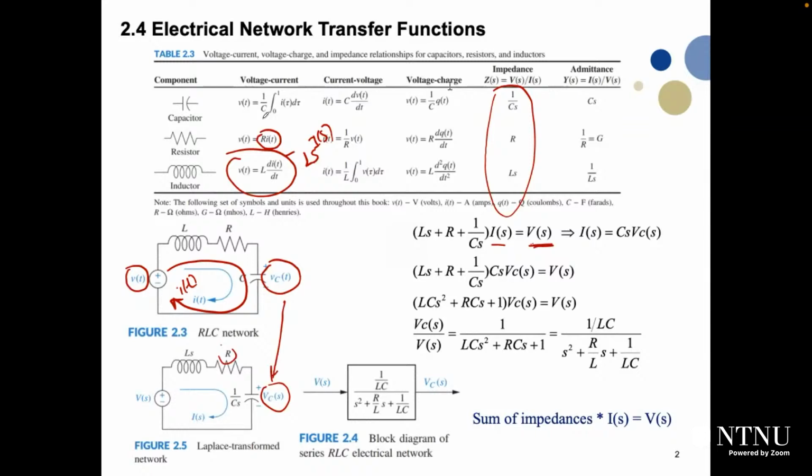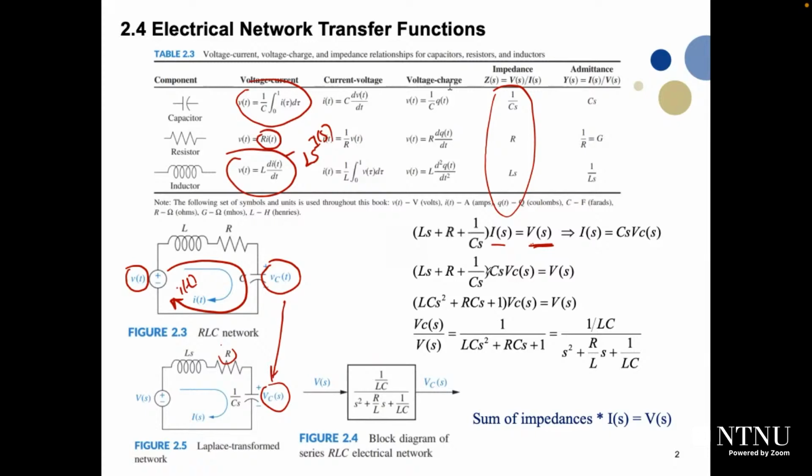It is the same for the impedance of the capacitor. The voltage drop across the capacitor is 1 divided by C multiplied by the integration of current. When we differentiate, we multiply by S. When we integrate, we divide by S. So it is the opposite. We can say that Vc of S will be 1 divided by Cs multiplied by I of S. Now we can take I of S as a common factor. So it will be Ls plus R plus 1 divided by Cs, multiplied by I of S.